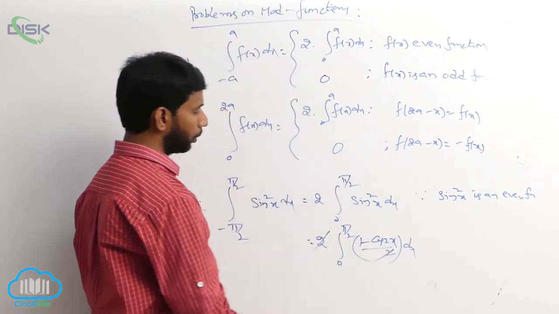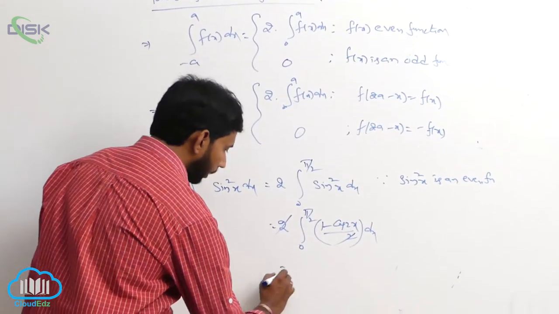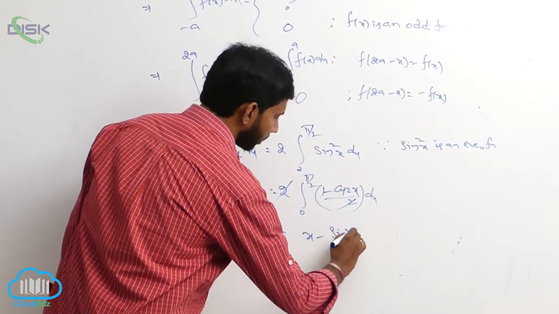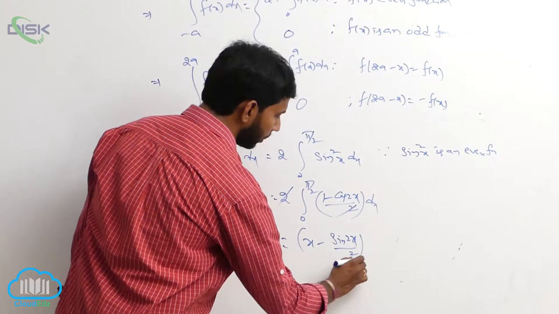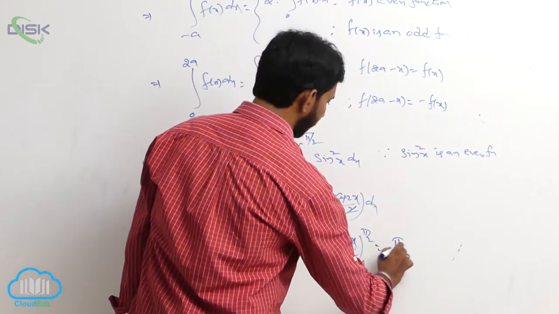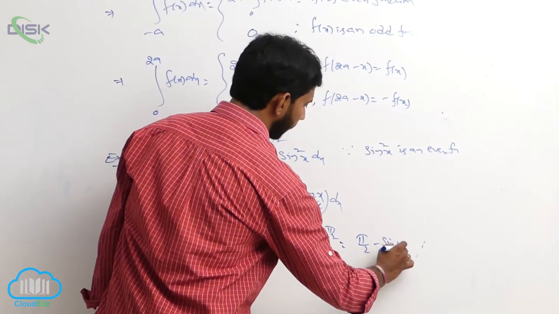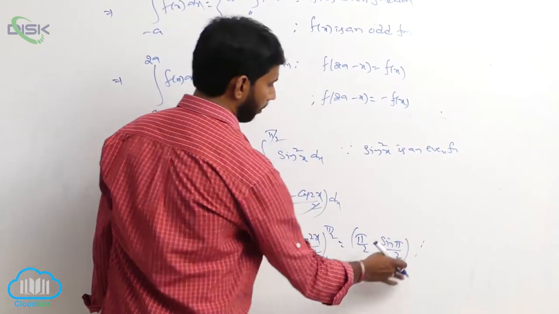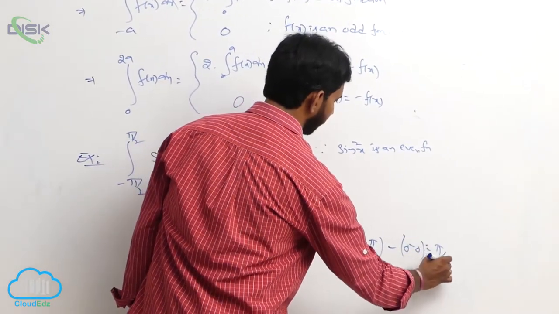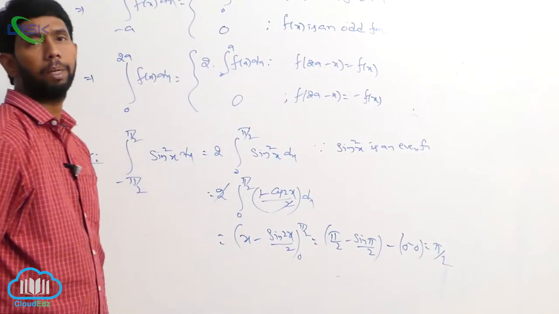Here 2 gets cancelled. Integral of 1 dx is x minus integral of cos 2x, which is sin 2x by 2. The limits are 0 to pi by 2. First of all, substitute the upper limit. It is pi by 2 minus sin pi by 2, minus of (0 minus 0), which is equal to pi by 2. The value is pi by 2.